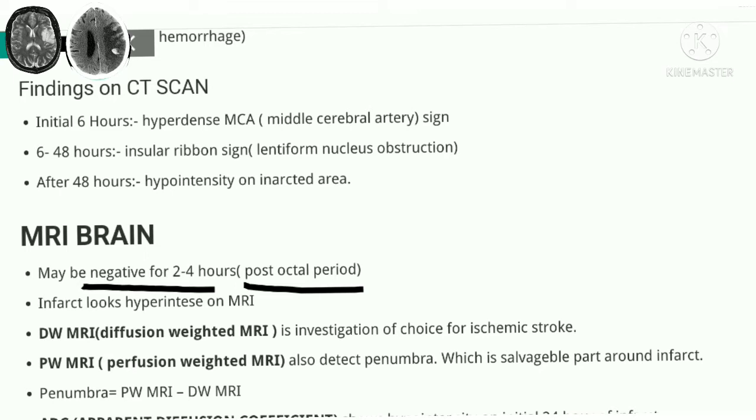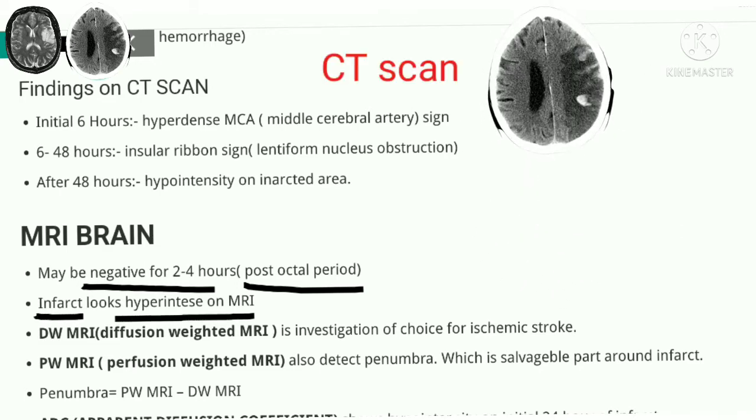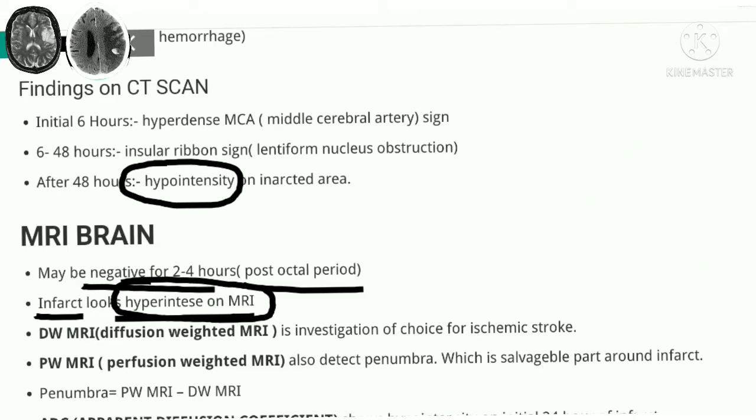and the most important thing is that infarct or ischemia looks hypointense on CT, and it looks hyperintense on MRI. This is the most differentiating feature. MRI shows hyperintensity in case of ischemia, and CT shows hypointensity in case of ischemia. Okay. Now, the gold standard test of MRI is known as diffusion weighted MRI. Diffusion weighted MRI is the investigation of choice or gold standard test for ischemic CV stroke.